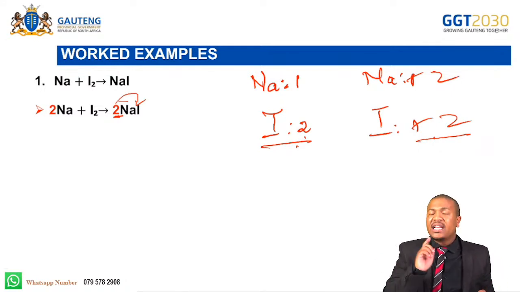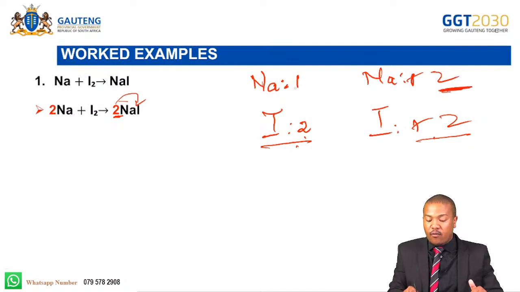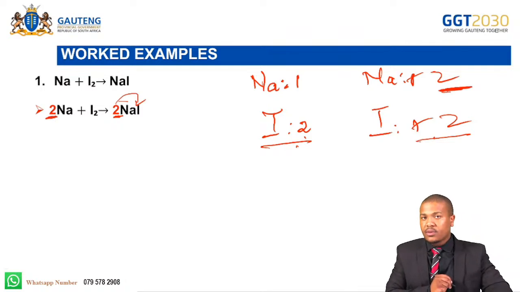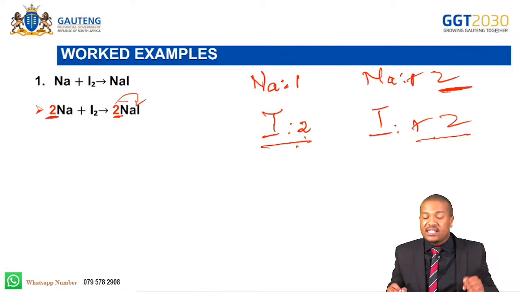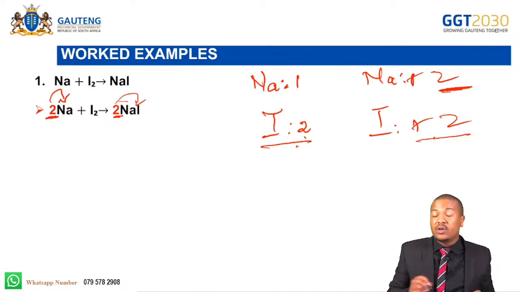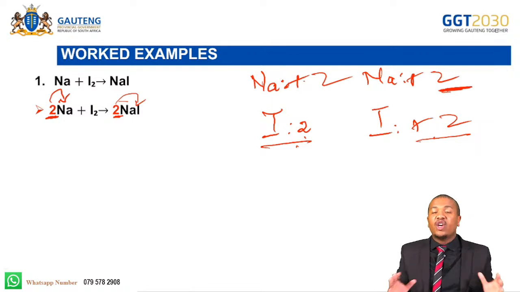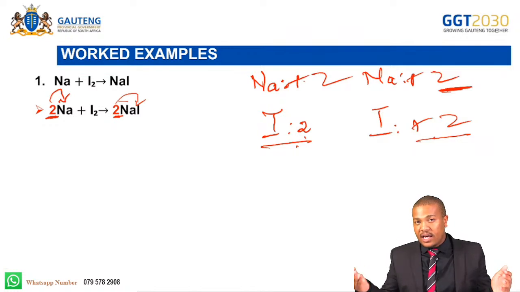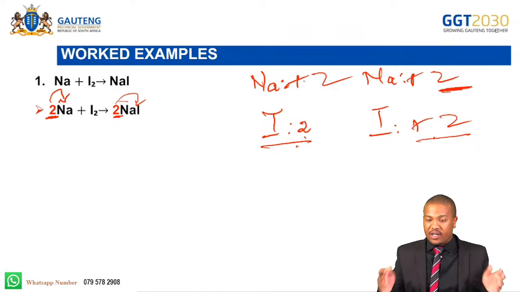Are we together? But now look at this. When looking at the sodiums, they no longer balance, because you have 2 on the product side and 1 on the reactant side. Hence we put another 2 in front of the sodium on the reactant side, so that this 2 multiplies the sodium to give us 2 sodiums. So now this whole equation balances, because we have 2 sodiums on the reactants, 2 sodiums on the products, and also 2 iodines on either side.